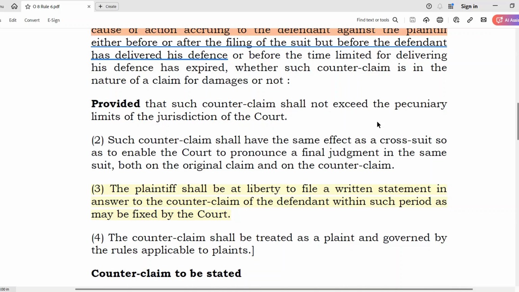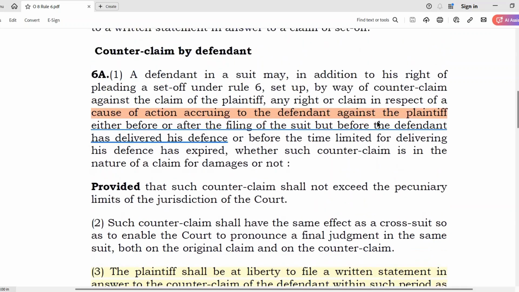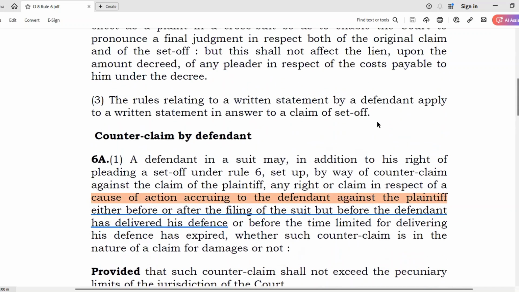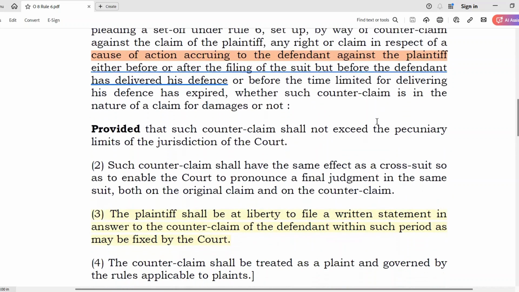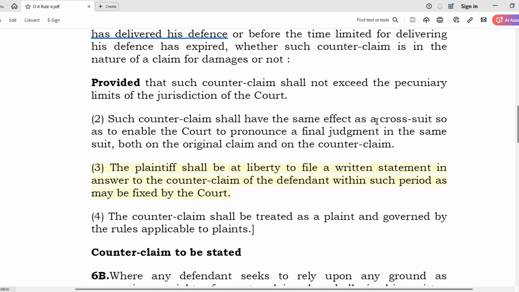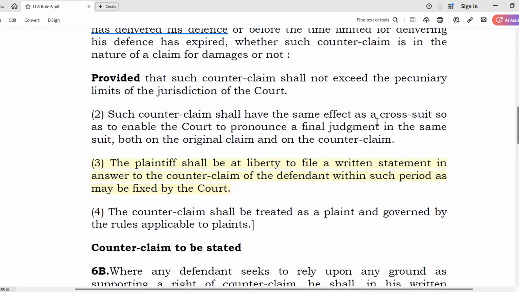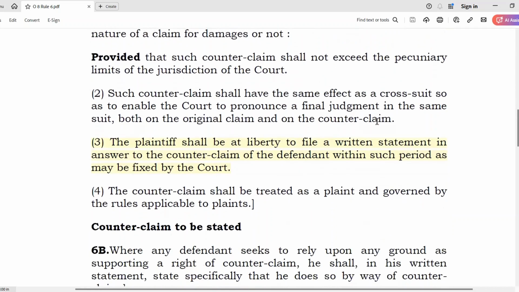But in case of set-off, the cause of action for set-off must have arisen before filing of the suit, or the statement of claim in case of arbitration, by the plaintiff. That's another difference.